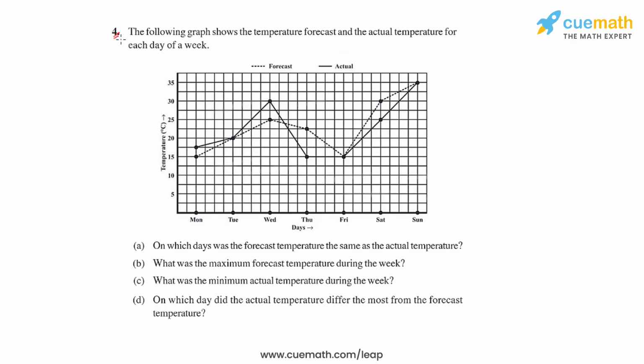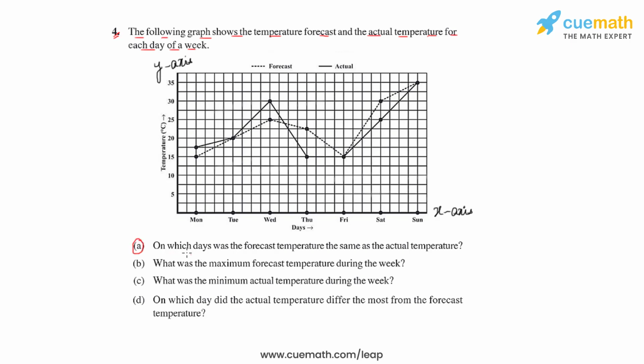So in question number 4 of this first exercise, we have been given the following line graph which shows the temperature forecast and the actual temperature for each day of a week. We see that there are two lines, where the dotted line represents the temperature forecast and the solid line represents the actual temperature. Also, the x-axis represents the days and the y-axis represents the temperature in degrees Celsius. Now let us observe this line graph and answer the questions that follow.